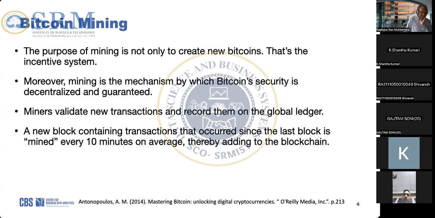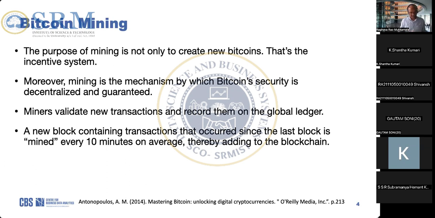Bitcoin has some interesting rules. It has some constraints on how frequently a block can be produced. For example, a new block containing transactions can occur on average every 10 minutes. We try to see that the time to produce a new block is 10 minutes.